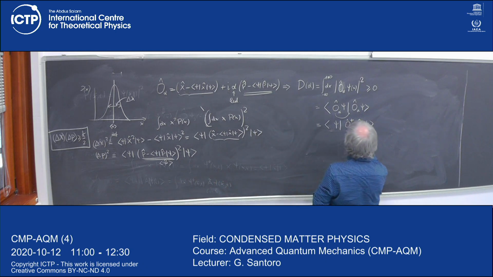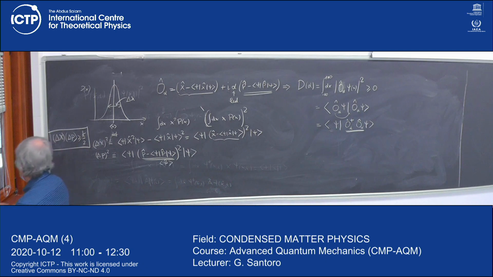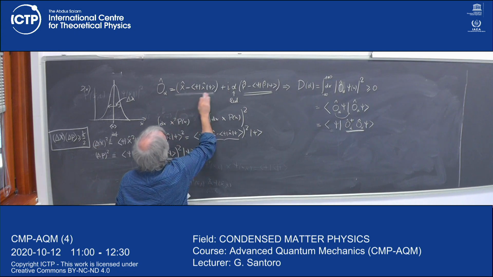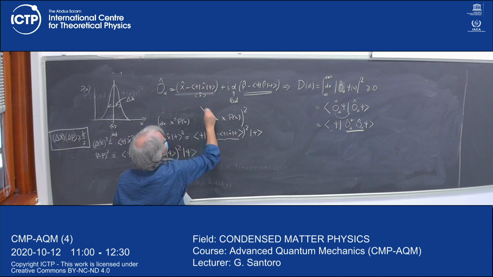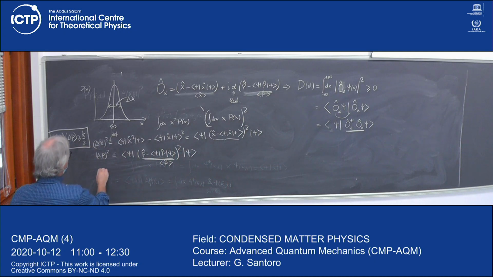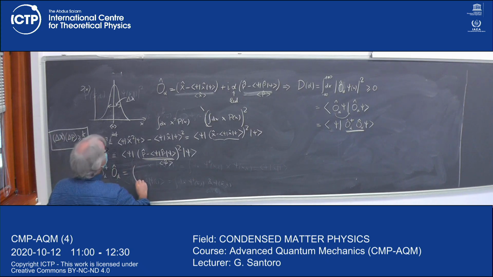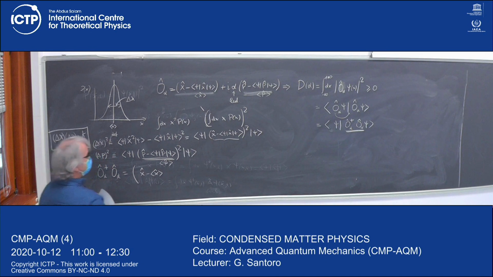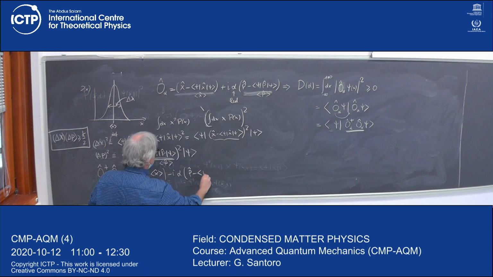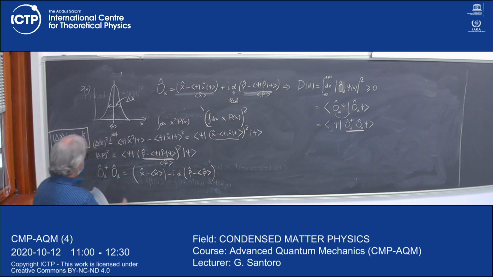Shall we calculate this object? Why not? So here it is. I will be slightly compact, however. So this is the average of x, and this is the average of p. Otherwise, it's too much. So let's calculate O alpha dagger, O alpha. That is equal to x minus the average of x, and then I have the plus i becomes minus i alpha, p minus the average of p. Is it clear? This is the left.